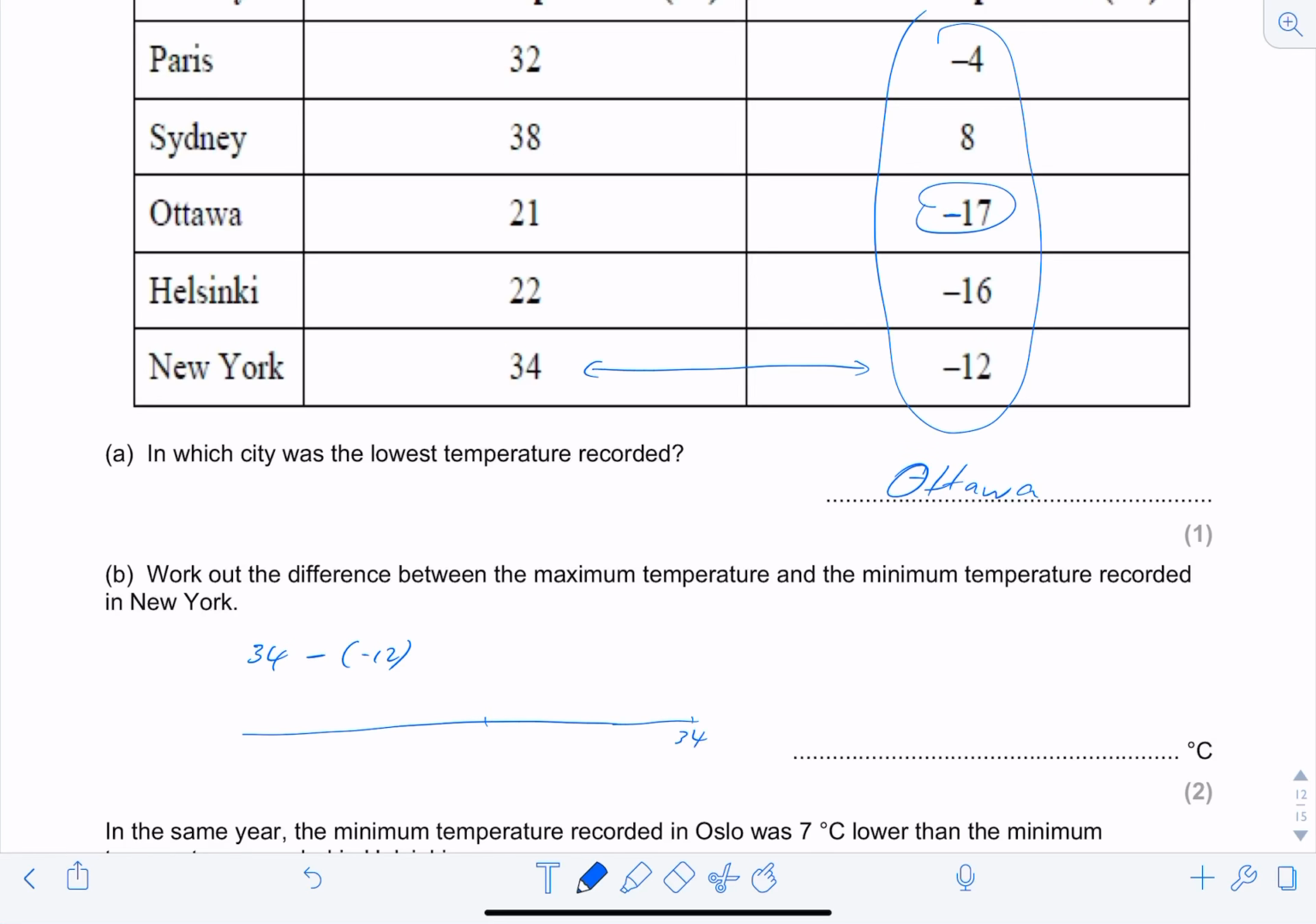That's 34. That's negative 12, and the distance is the difference. Sorry, is the distance from there to there. Well, if that's 0, that distance is 12. That's 34. So we just add them together. So we get 34 minus negative 12, which I believe is 46. Just check on my calculator. 34 minus negative 12. That's 46.